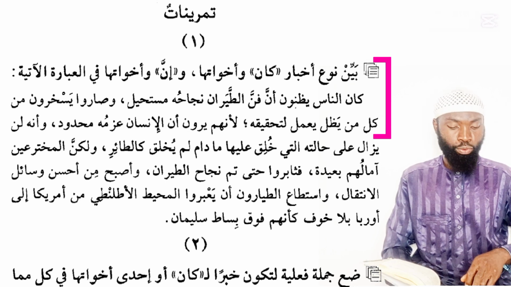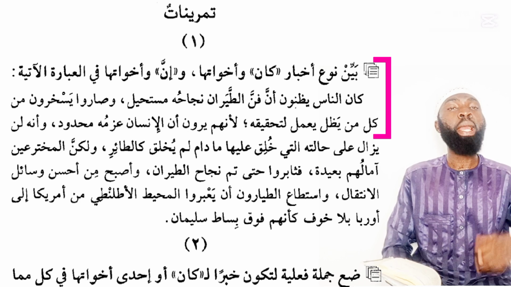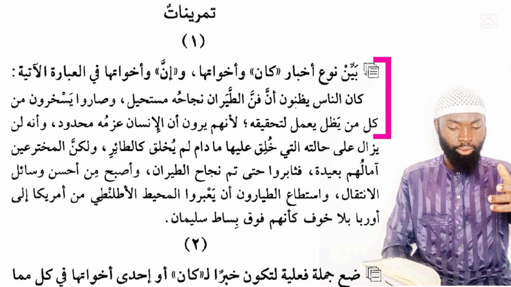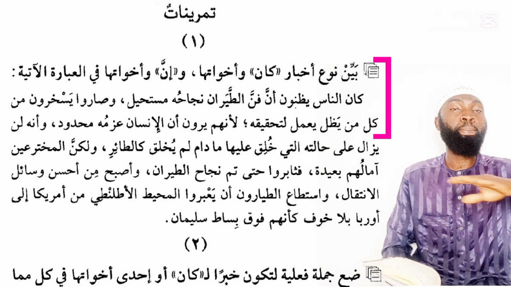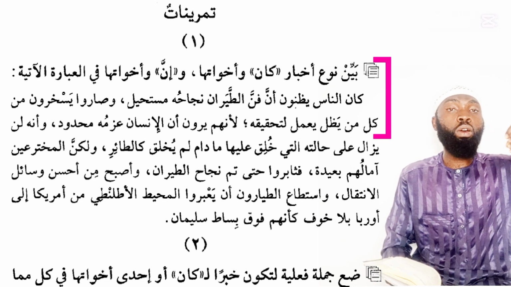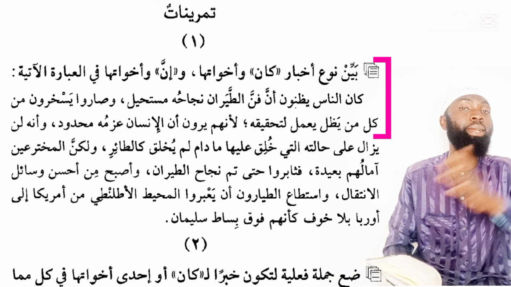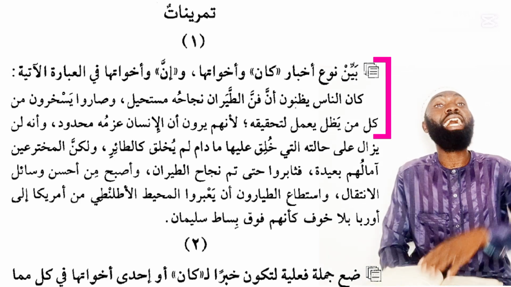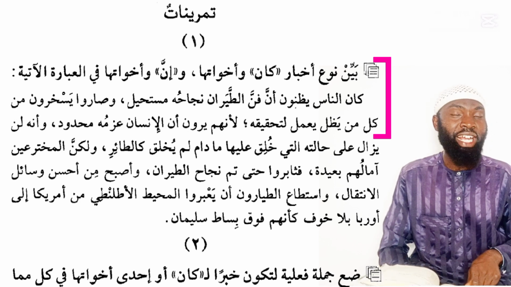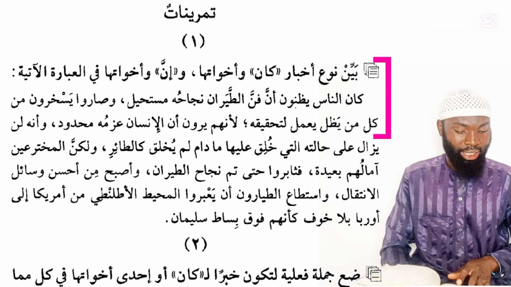Kana nasu yadhunnuna anna fanna tayran najahuhu mustahil. He says people were thinking that the field of aviation, success in it was impossible. What is he saying? That people in the past used to think that success in the field of aviation was impossible. It wasn't possible for us to have flights. Now look at this sentence. Kana nasu yadhunnuna. The word yadhunnuna here is khabar, which is coming as what? A verbal sentence for kana.